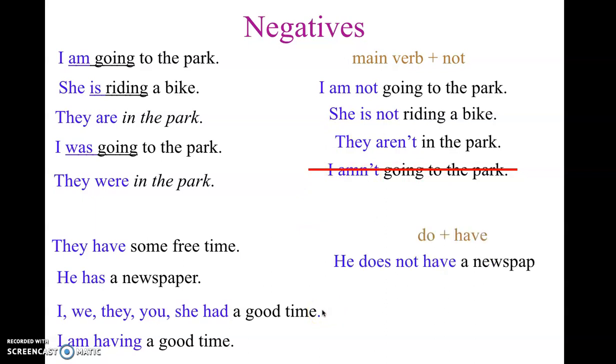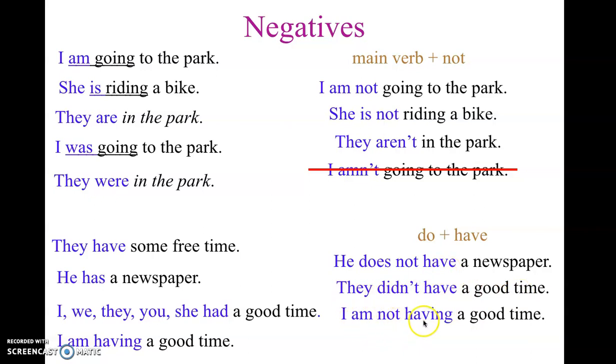Do and have. So he does not have a newspaper. They didn't have a good time. I am not having a good time. They don't have any free time. Notice this one we have to change things. Okay? So here we're changing some to any. Right? Some to any.